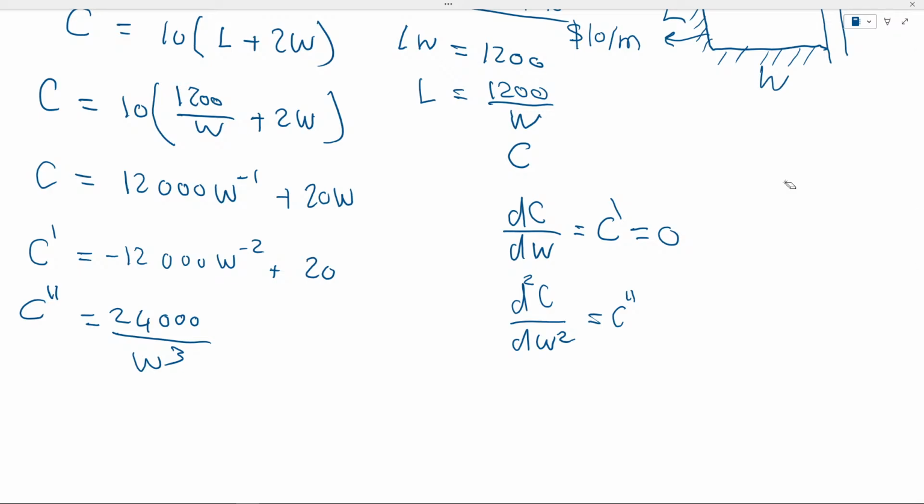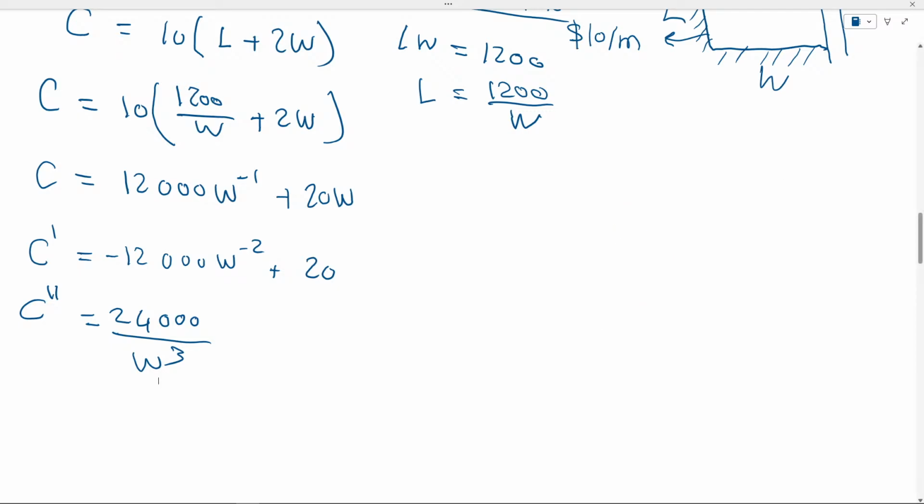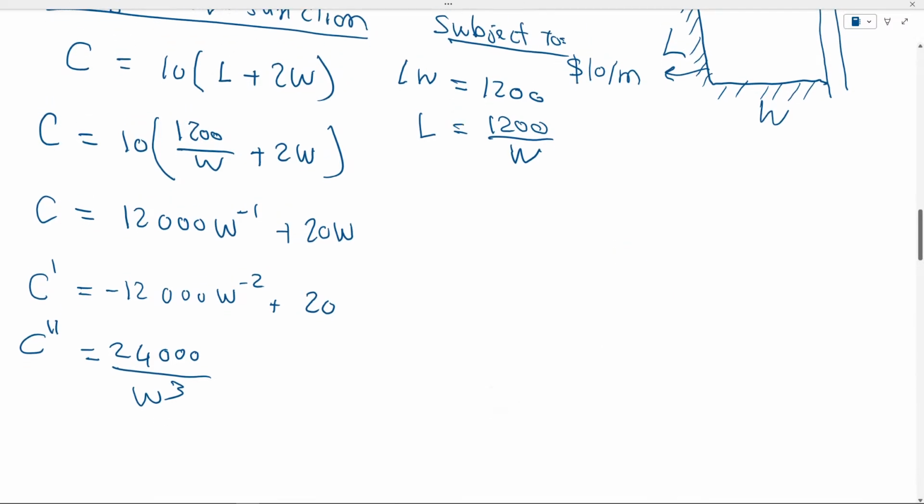Okay, so I am almost done. What do I need to do? I know that to find the critical point, that is when C prime is equal to 0. So basically I take this guy and make it equal to 0. So I got negative 12,000 W minus, maybe put this guy like W squared, plus 20, that is equal to 0.